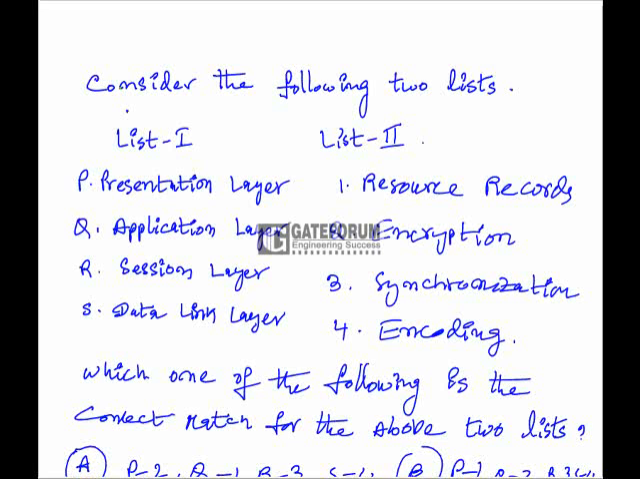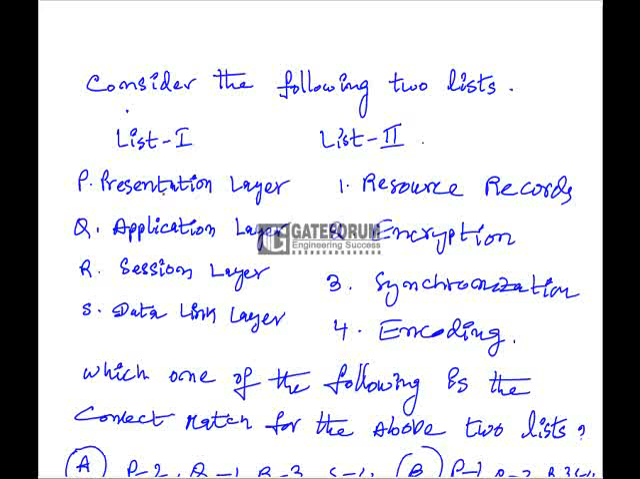The following two lists, list 1 and list 2. List 1 contains P, Q, R, S, list 2 contains 1, 2, 3, 4. So P is presentation layer in list 1, application layer is Q, session layer is R, data link layer is S. In list 2, 1 is resource records, 2 is encryption, 3 is synchronization, 4 is encoding. Which one of the following is the correct match for the above two lists?